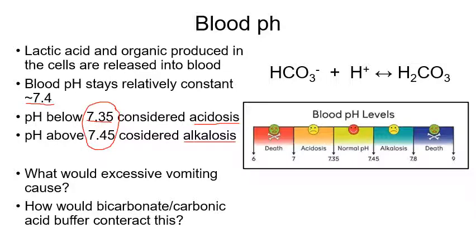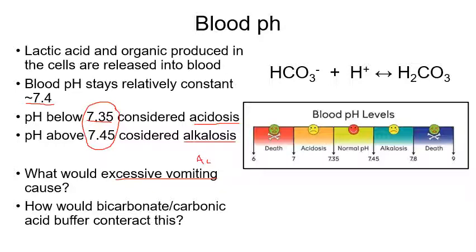In some instances, what might change? Where might we get some changes in blood pH? What about excessive vomiting? From your anatomy days, if you remember, vomiting will be vomiting up stuff that's in your stomach. And what else did you see was in your stomach? Your stomach is acidic.